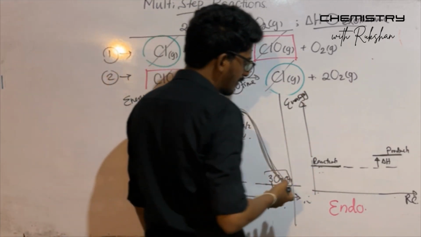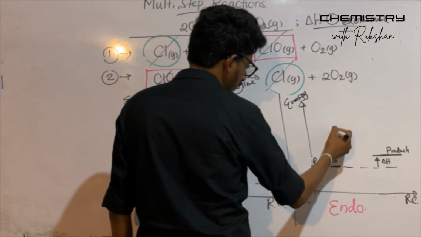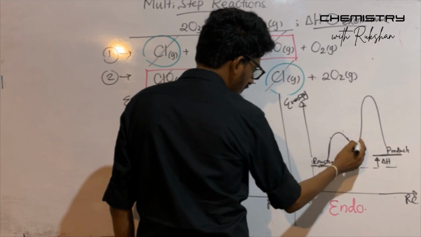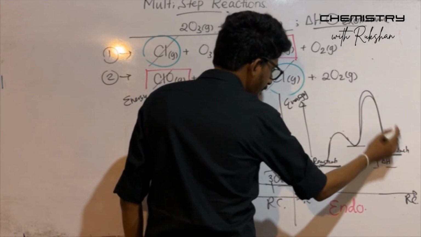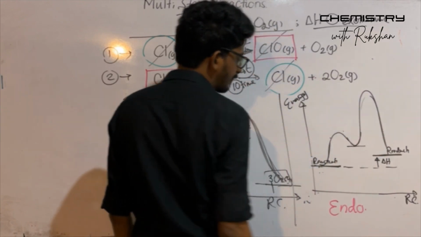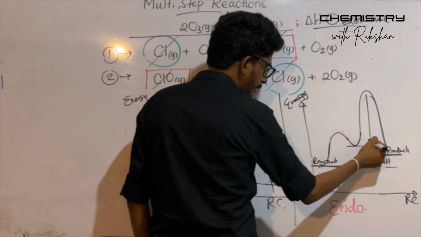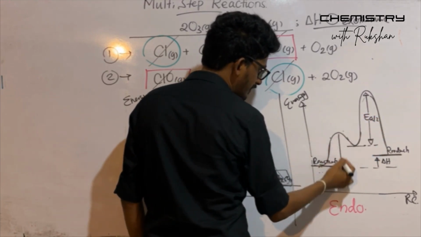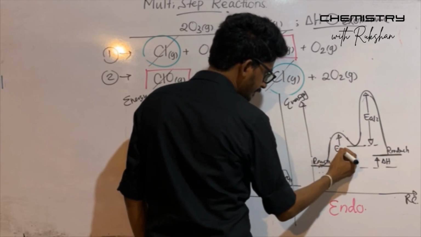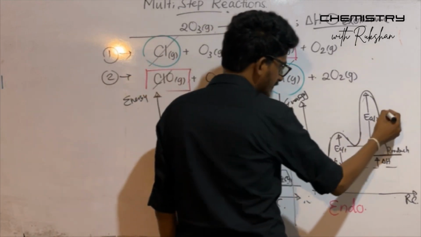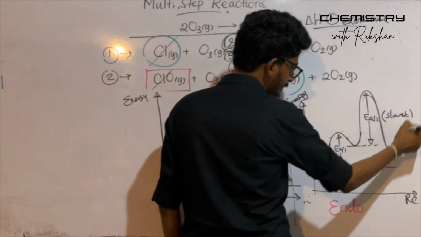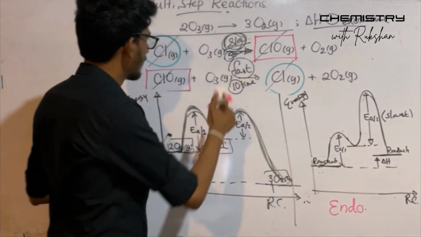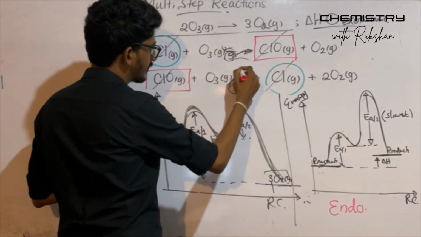They have considered the second step as the rate determined step. If the second step is your rate determined step, that should have the greater activation energy than the others. So EA2 is greater than EA1. If the second step is the determined step, this is the slow step.